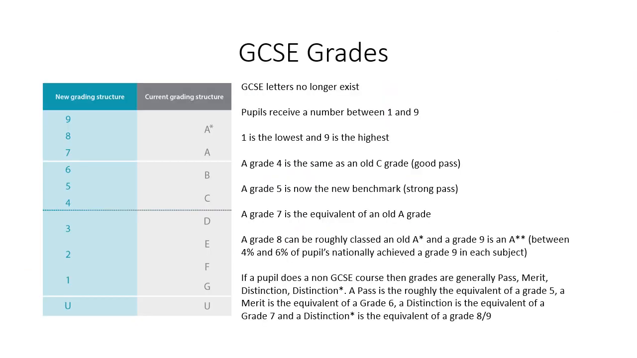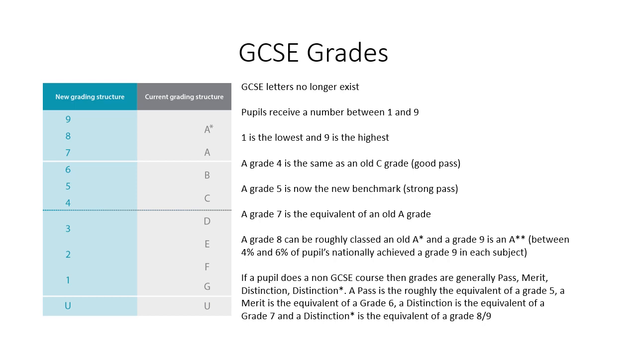The way in which GCSE grades are recorded has changed. GCSE letters no longer exist. Instead, they've been replaced by numbers on a scale of 1 to 9, 1 being the lowest and 9 being the highest. In old money, a grade 4 is the same as a grade C, a grade 5 is roughly the same as a high grade B, a grade 7 is the same as a grade A, a grade 8 is the same as an old A star, and then we have also introduced a grade 9, which is the equivalent of an A star star if you like.